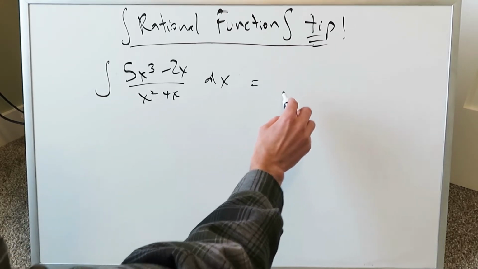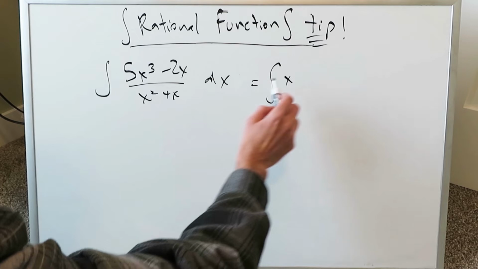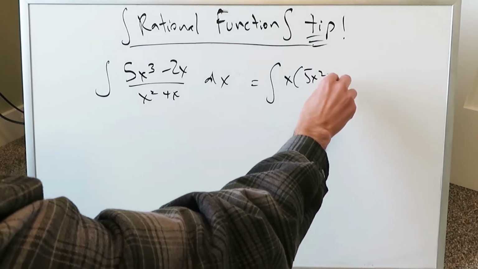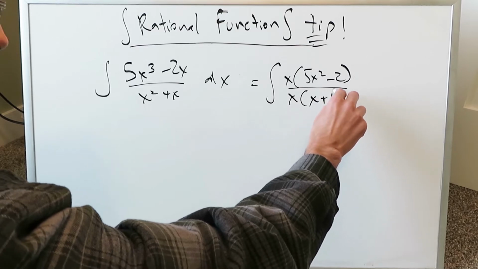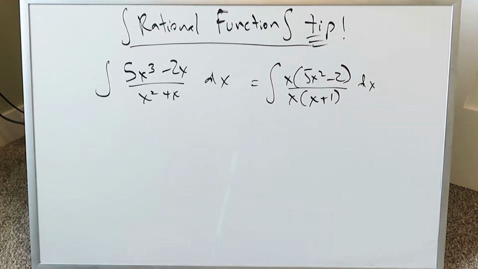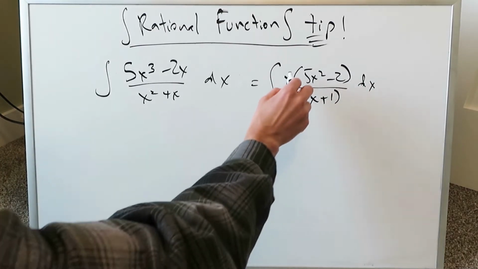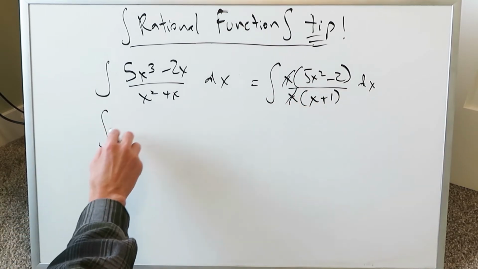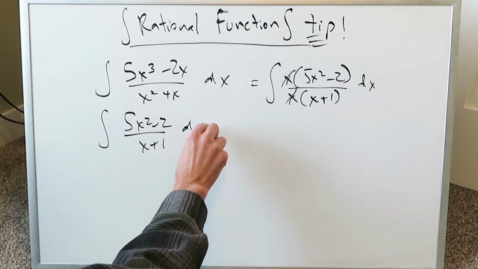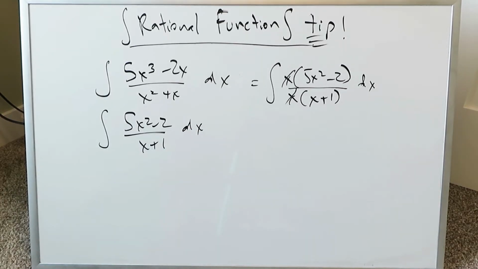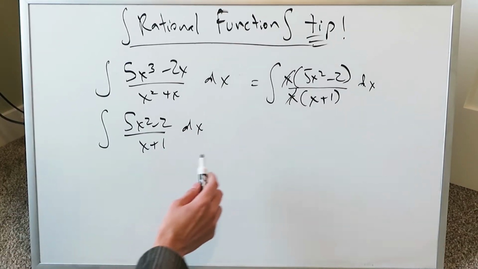If you were to simplify it, you would bring out the x in the numerator, and then you'd have 5x squared minus 2. In the denominator, you'd bring out the x, and you'll have x plus 1, and then dx. You see that simplification? And then the x's cancel out, so in essence you're looking at the integral of 5x squared minus 2 divided by x plus 1 dx. Remember, rational functions are very common and pervasive when it comes to integrals.